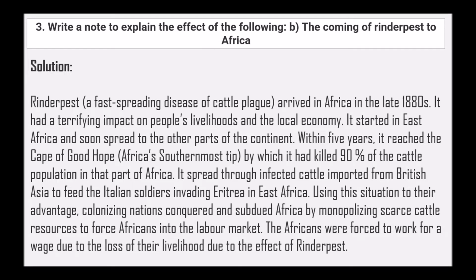It spread through infected cattle imported from British Asia to feed the Italian soldiers invading Eritrea in East Africa. Using this situation to their advantage, colonizing nations conquered and subdued Africa by monopolizing scarce cattle resources to force Africans into the labor market. The Africans were forced to work for wages due to the loss of their livelihood because of the effect of rinderpest.